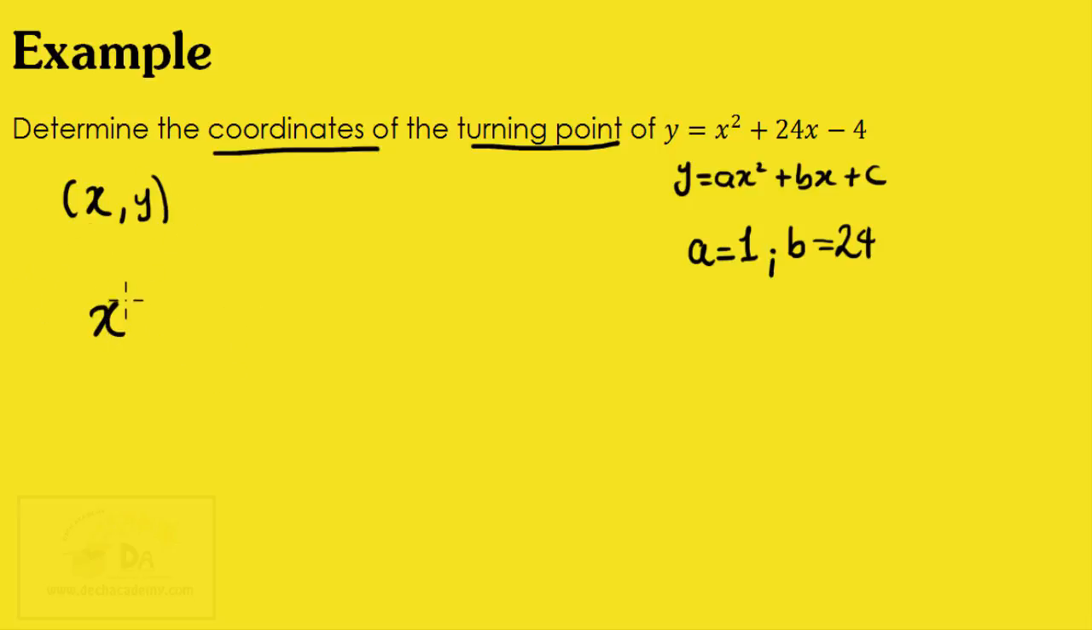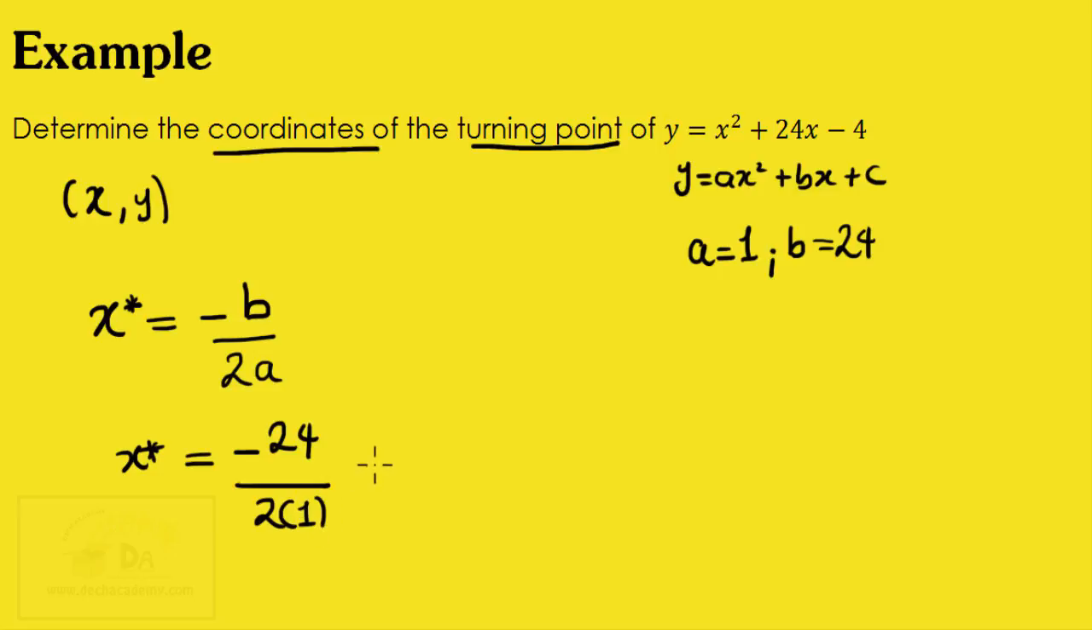And I've told you that the x coordinate of a turning point of an equation is given by minus b over 2a. Therefore, we can say that the x coordinate of the turning point of this equation is minus b, 24, over 2a. A is 1. 2 times a, 2 times 1, which is minus 24 over 2, which is minus 12.